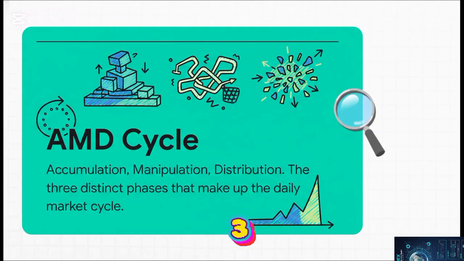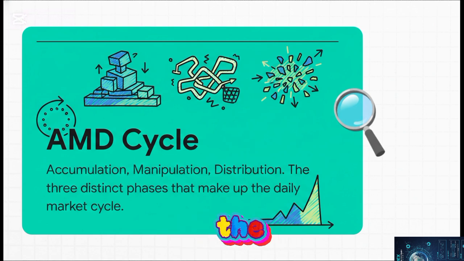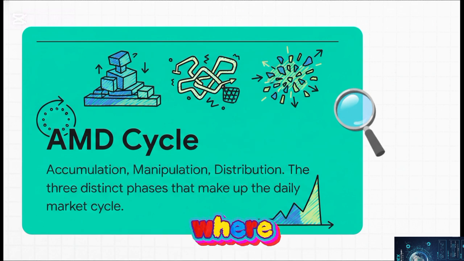The power of three is all about this AMD cycle. Think of it like a three-act play. First, you've got accumulation. That's when the big institutions are quietly building up their positions. Then comes the drama, manipulation. That's the trap. And finally, you have distribution. That's our money phase, where the market makes its true intended move.